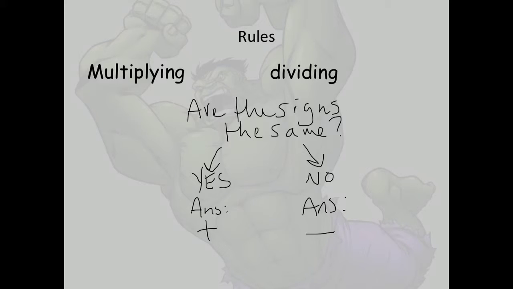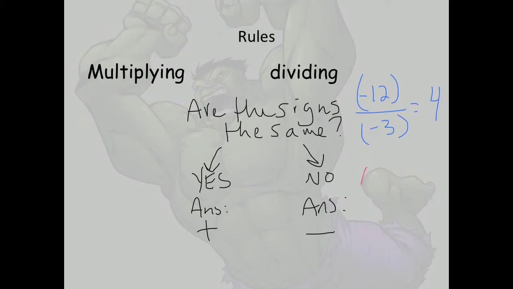Okay, so for example, real quick, say we have negative 12 divided by negative 3. Are the signs the same? Well, we have a negative and a negative, so that would be yes. That means when we divide here, our answer is going to come out positive. 12 divided by 3 is 4, and the answer is positive.